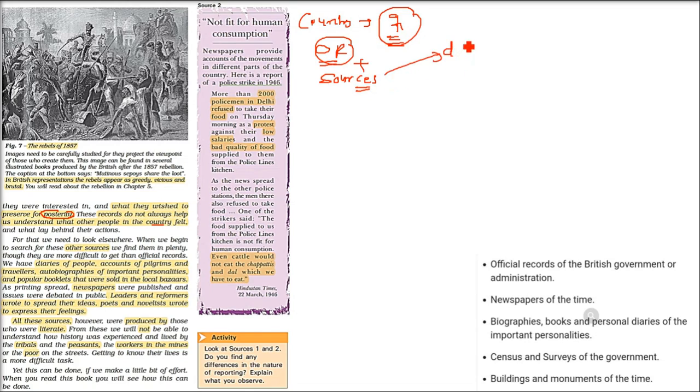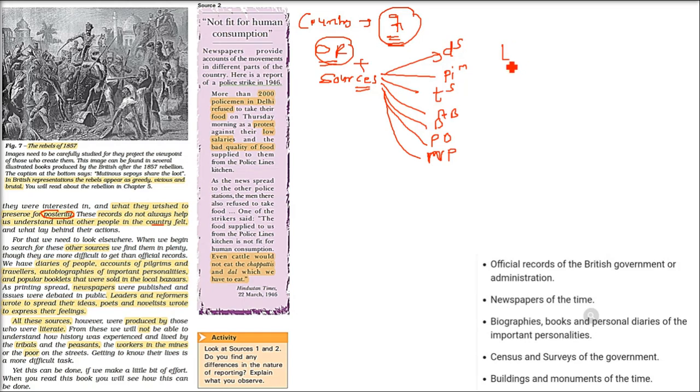So from where are we getting information? From the diaries of the people. People would write their diaries. From accounts of pilgrims, people who would come for pilgrimage, going to Makkah, Medina, etc. The travelers would come to India to explore the subcontinent. Some autobiographies were written of important personalities. They wrote their own jeevani, and there were popular books and small booklets available in the local markets, local bazaars. These are all sources which give us information about the normal people who were there at that time.